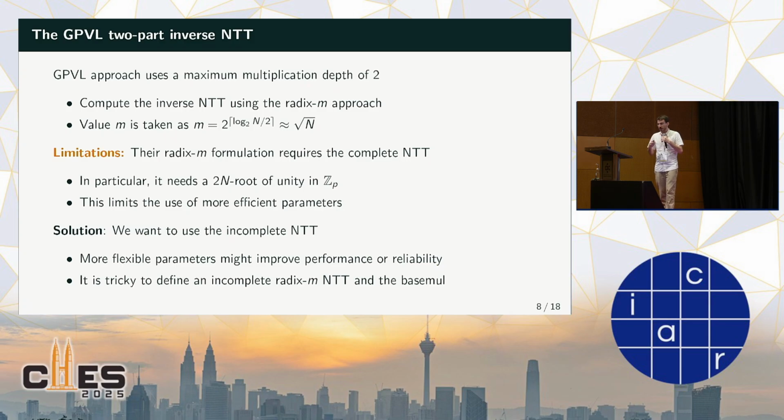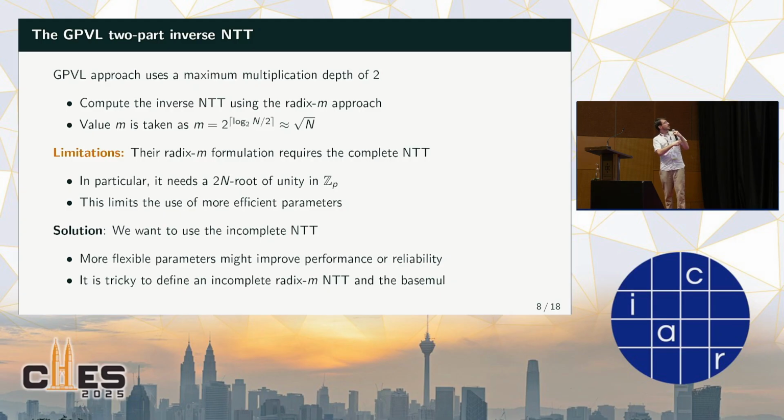So what Guimarães et al. do is fix the multiplication depth at 2, and then compute the inverse NTT using a radix-M approach, where you divide the inverse NTT computation into 2 blocks. They are more expensive than the iterative NTT that we know, but they allow you to compute the inverse NTT without the error growing too much.